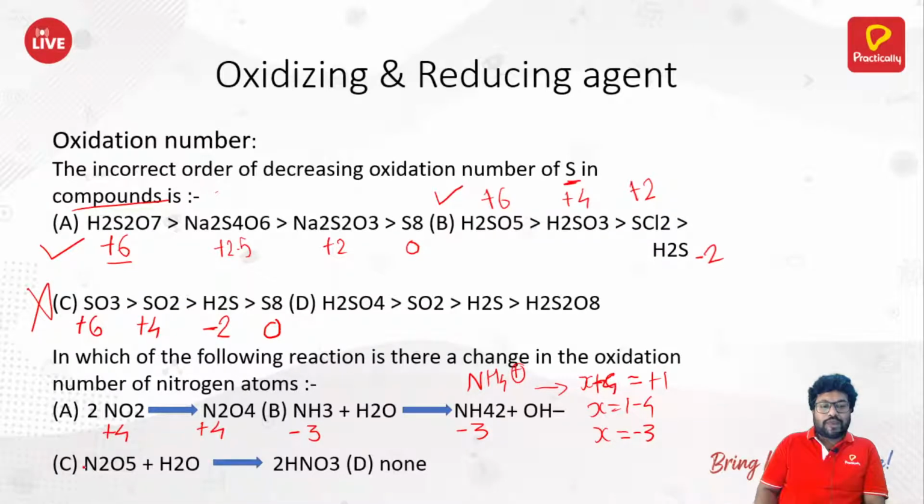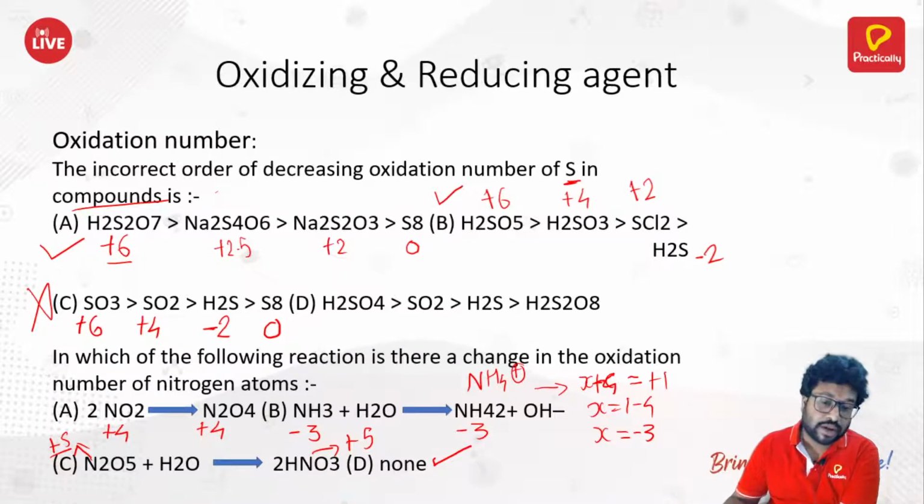Lastly, N2O5. In N2O5, nitrogen is in a +5. We had solved it earlier. And in HNO3 also, it is in a +5. So change in oxidation number is happening in no case. And that is why the answer is none. That is how you can find out the oxidation number, and that is how you can solve the numerical or question based on it. And that's it for today.